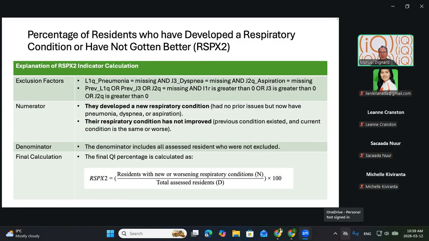Tracking new or worsening respiratory conditions among residents. So this one is important, right? Because respiratory issues like pneumonia, shortness of breath, dyspnea, or aspiration are significant contributors to functional decline, hospitalization, and mortality in long-term care.